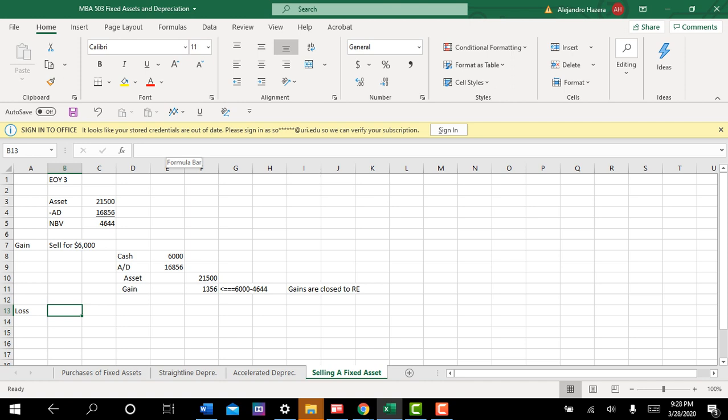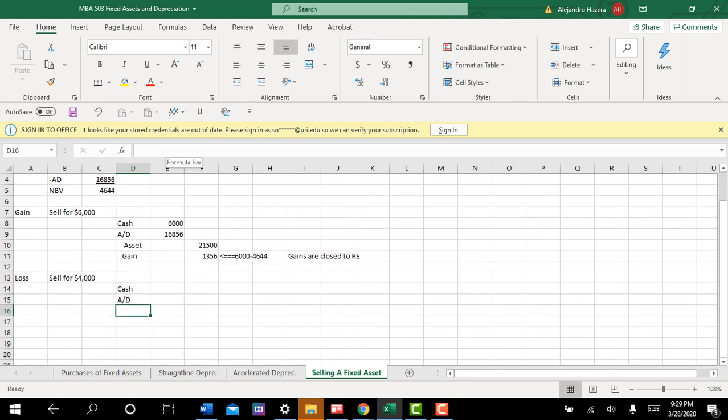Let's say for a loss, you sell the asset for $4,000. And so you already know what your accounts are going to be. You're going to have a debit to cash. You're going to write off your accumulated depreciation. You're going to debit a loss in here, and you're going to credit the asset account. In this case, the cash you get on the transaction is $4,000.